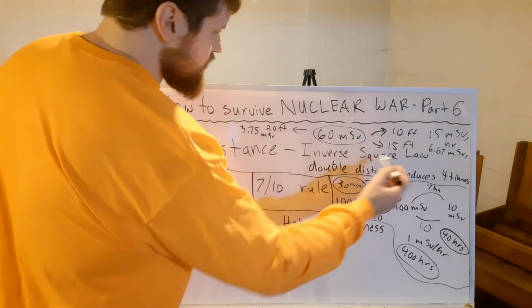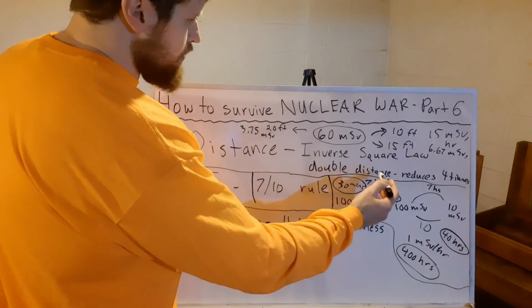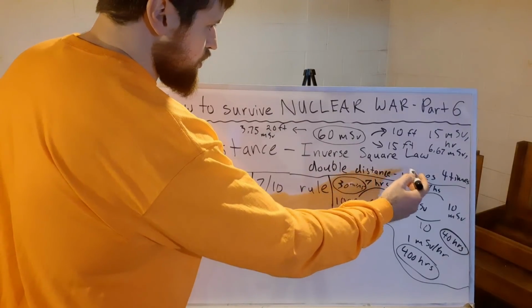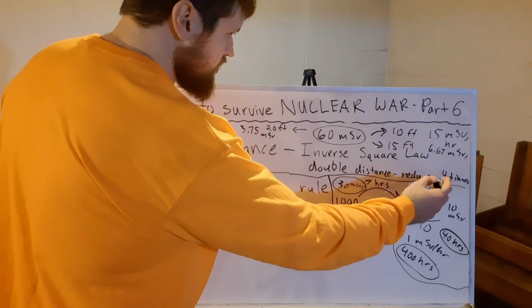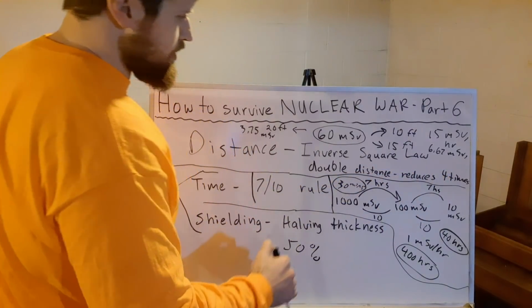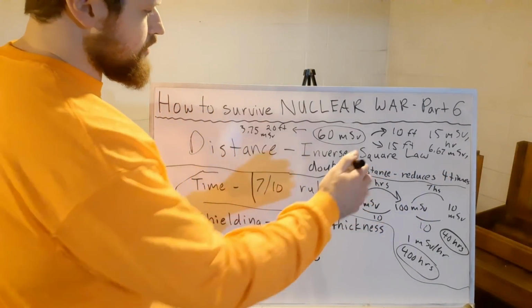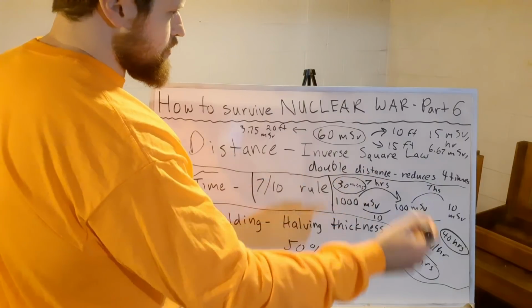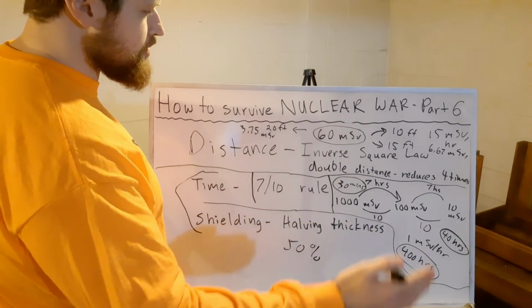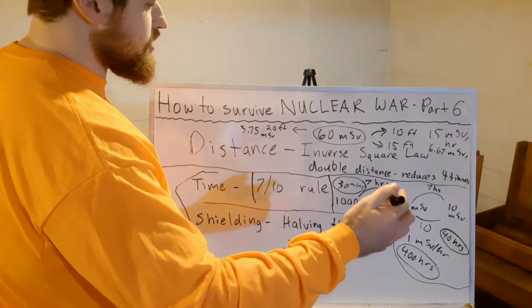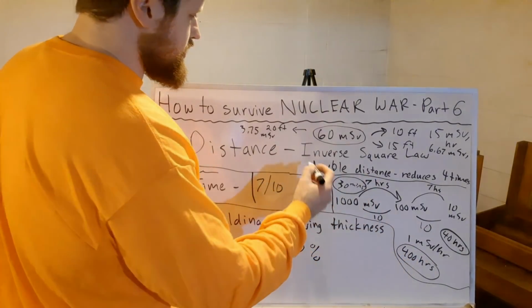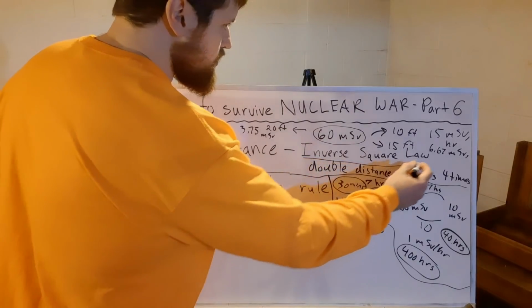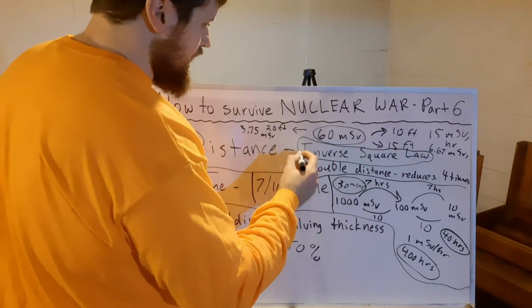Distance, you have the inverse square law. So when you double the distance, you square that. So 2 squared is a reduction of 4 times. You're going to reduce the radiation 4 times if you double the distance. You're going to reduce the radiation 9 times if you triple the distance. And you're going to reduce the radiation by 16 times if you quadruple the distance, okay? Inverse square law, okay? Just remember that.